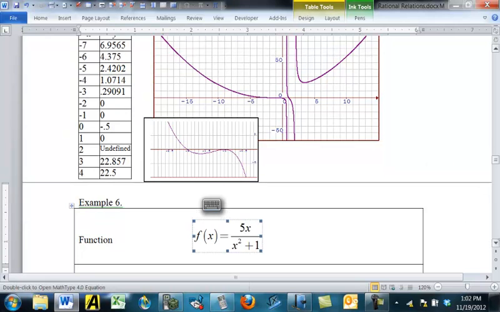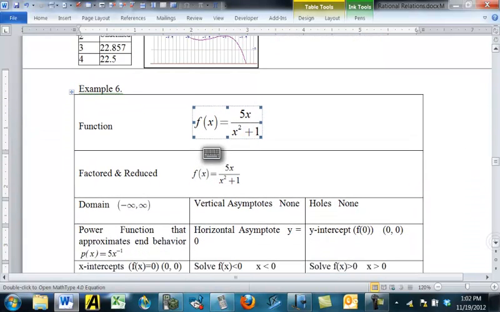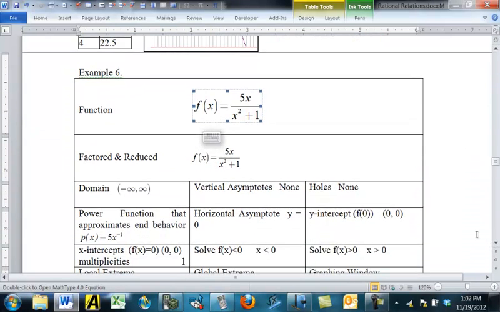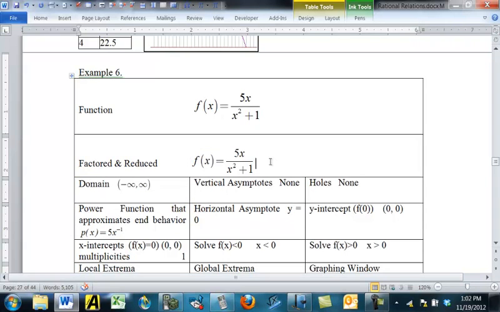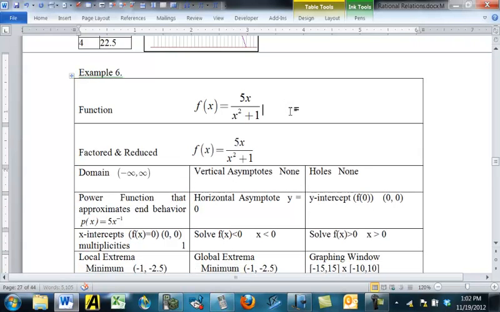Alright, one or two more here. So 5x over x squared plus 1. One thing I wanted to notice on this one is that it does not have any zeros for the denominator, at least any real zeros. To make the denominator 0, you'd have to make x equal i or minus i. So the domain on this one's all reals. I wanted to do this one to show you that the domain could be all reals even if it's not a polynomial.